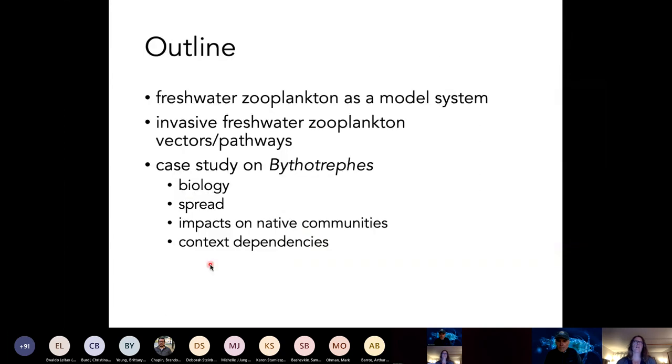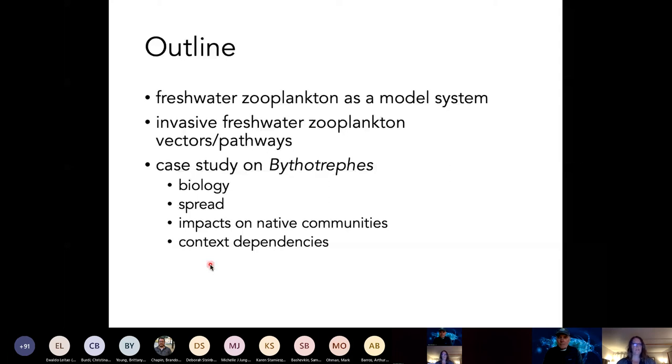I'm going to start by talking about freshwater zooplankton as a system to understand environmental effects and stressors like invasive species. I'm going to move on to talking about some of the vectors and pathways of invasive freshwater zooplankton. And then I'm going to shift to focusing on a case study of Bythotrephes, which is an invader that I studied in my doctoral research.